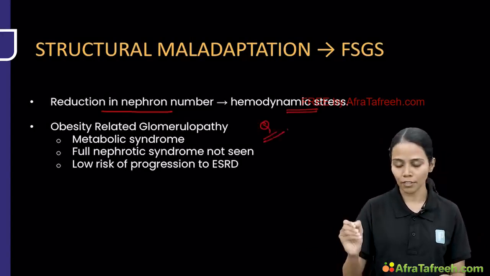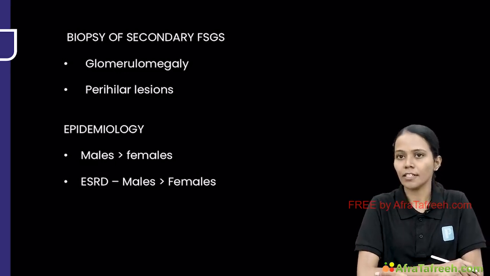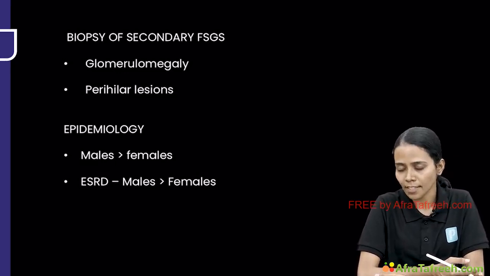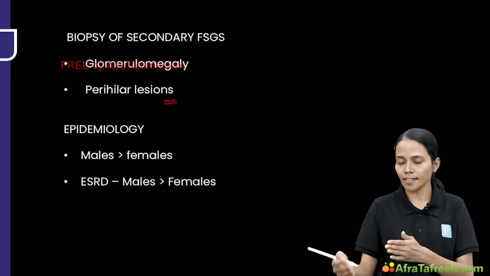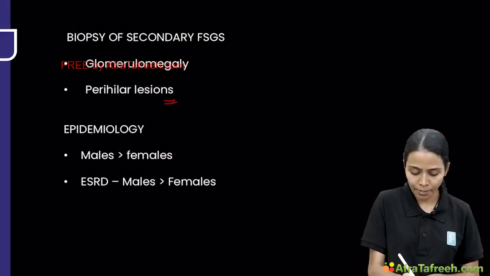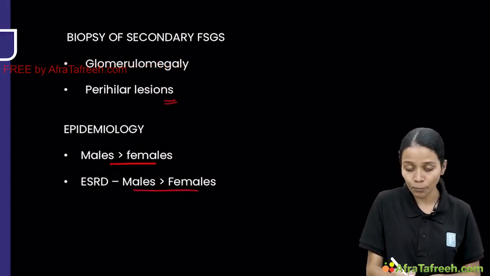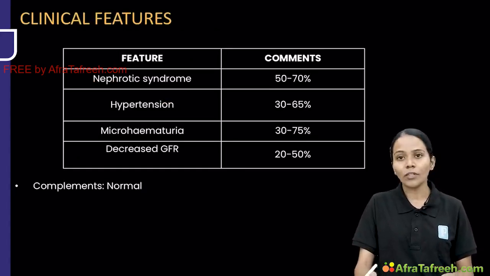So, this is important. Coming to the biopsy of secondary FSGS. Secondary FSGS is going to have glomerulomegaly. This we already discussed, what is the reason. And there are going to be perihilar lesions. This we'll discuss in the coming pathology. Coming to the epidemiology of FSGS, males are generally affected more than females, and ESRD is seen more in males when compared to females. Now, clinical features.